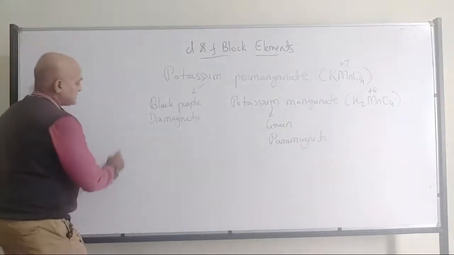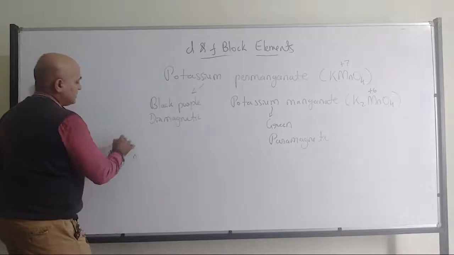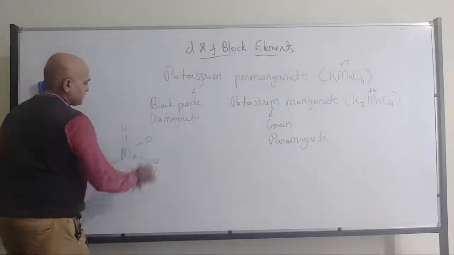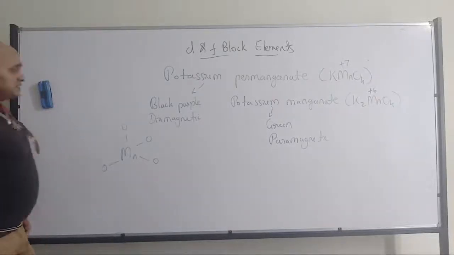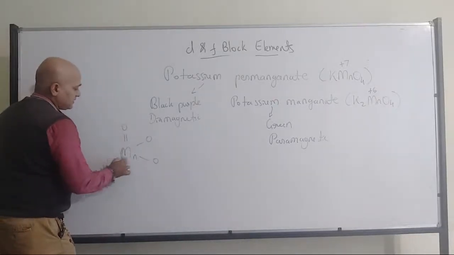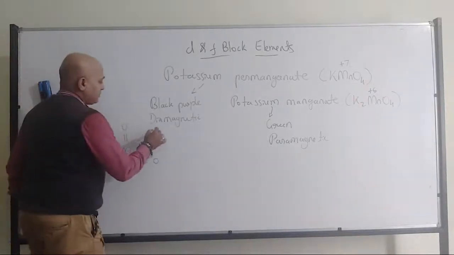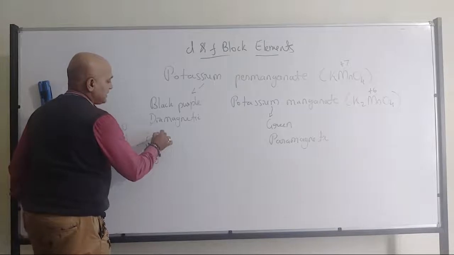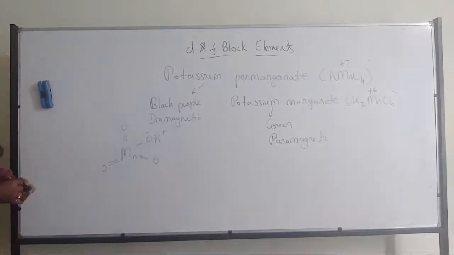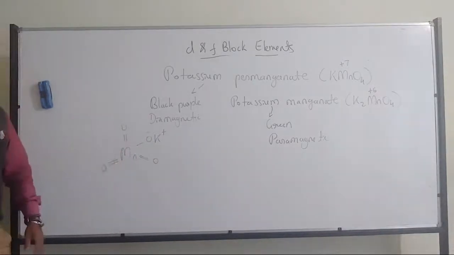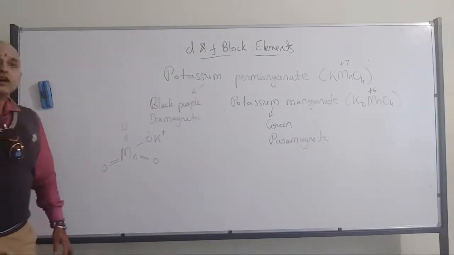Fine. So that's where we have manganese with 4 oxygen. In that, any 3 can make the double bond. One will carry a minus charge, which will interact with the potassium. So that's where we have potassium permanganate. Fine? All of you have understood?